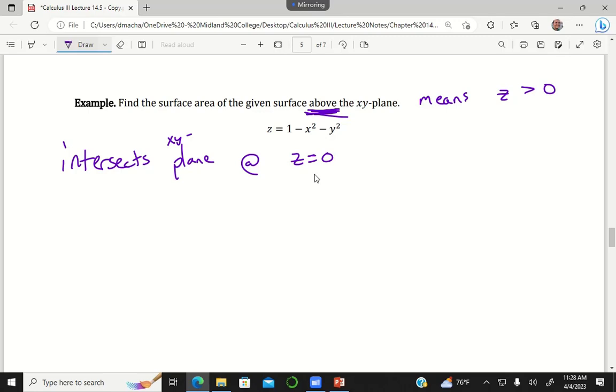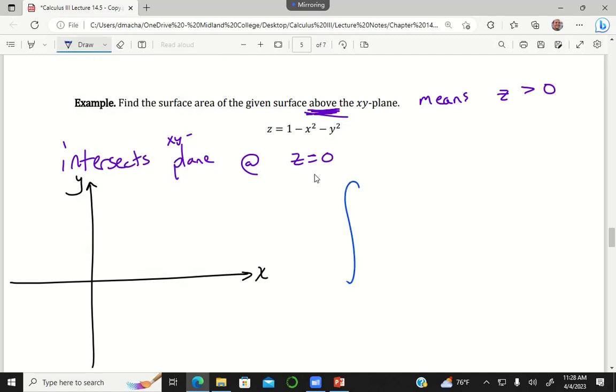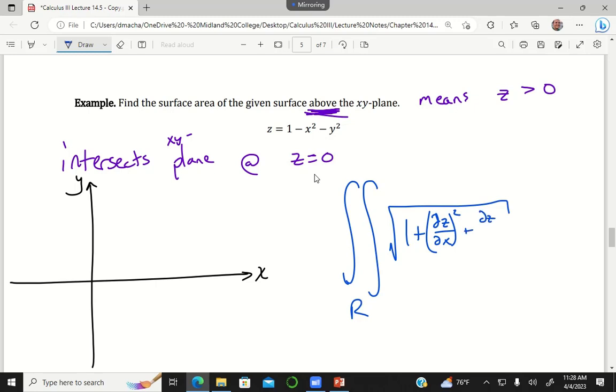And if I want to solve this, I actually need to find out what that intersection is, because I need to know what is the region that I'm doing a double integral over, right? So my surface area is going to be some double integral over some region R of square root 1 plus partial z partial x squared plus partial z partial y squared dA.